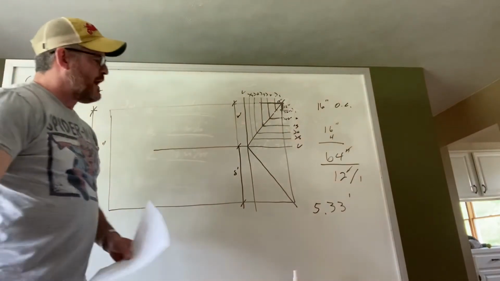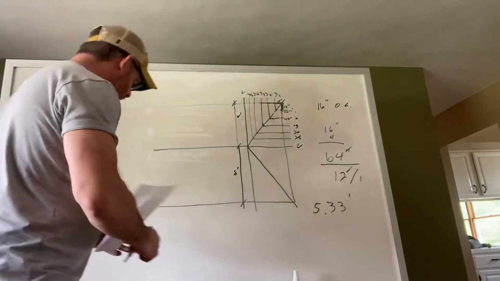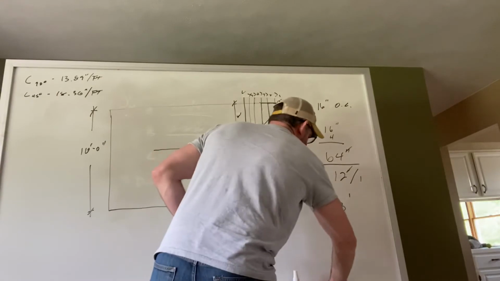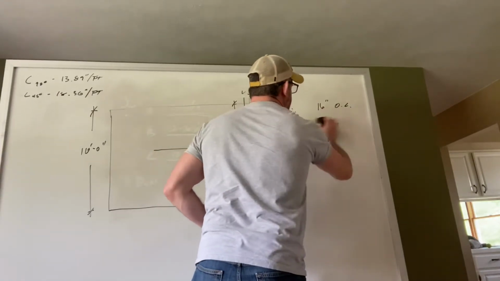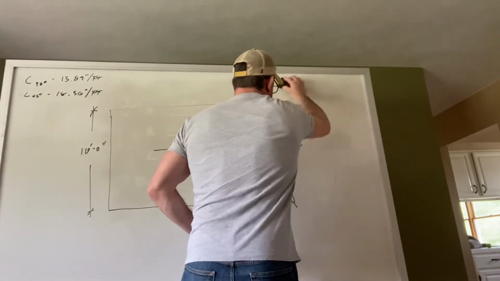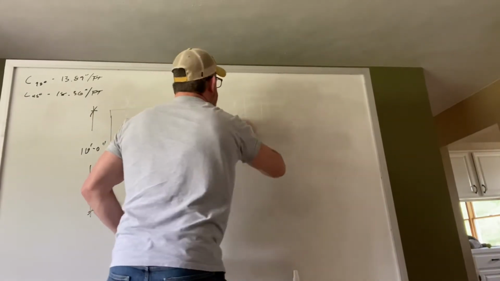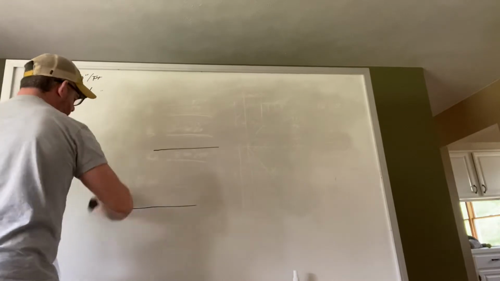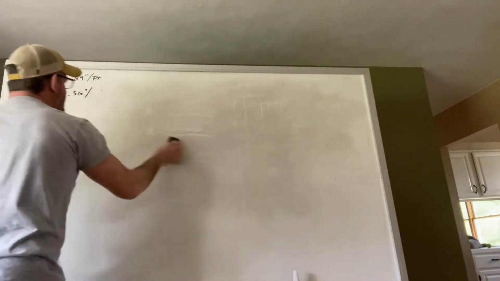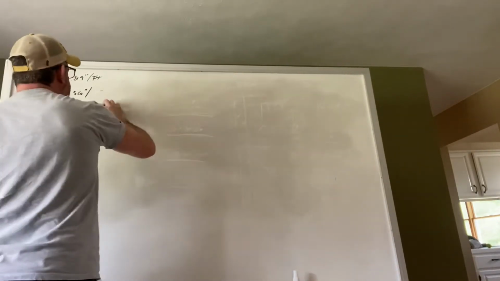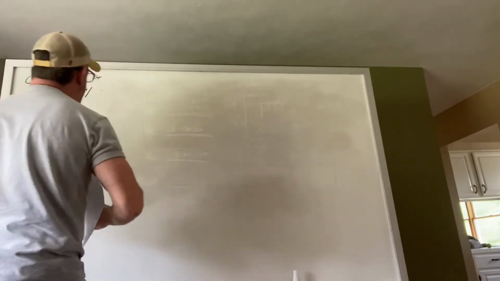Okay, hopefully everybody followed that. So now I know my run is going to be 5.33 feet for jack number 4. Okay, jack number 1 would be 16 inches. Jack number 2 would be 32 inches. Jack number 3 would be 48 inches. Okay, and then I would divide that by 12 inches per foot, and that would tell me my run.